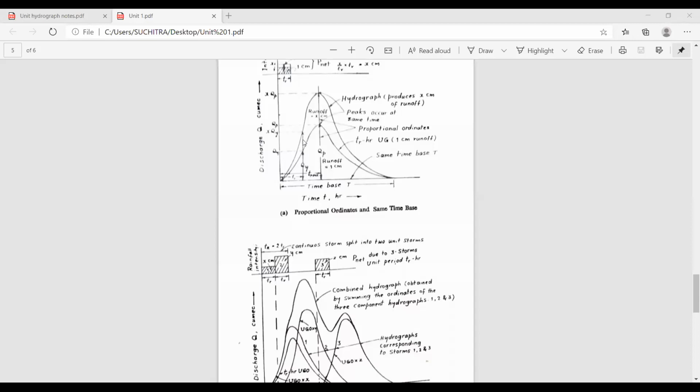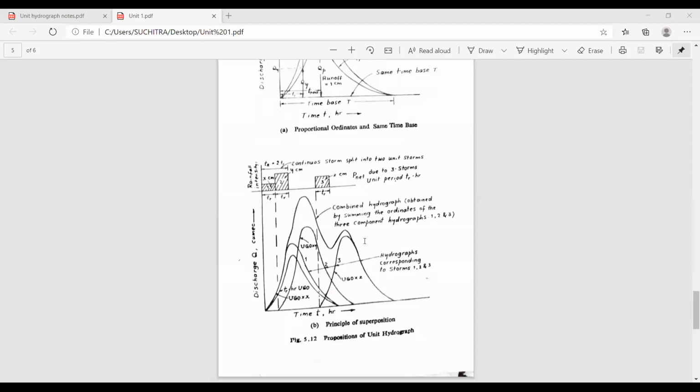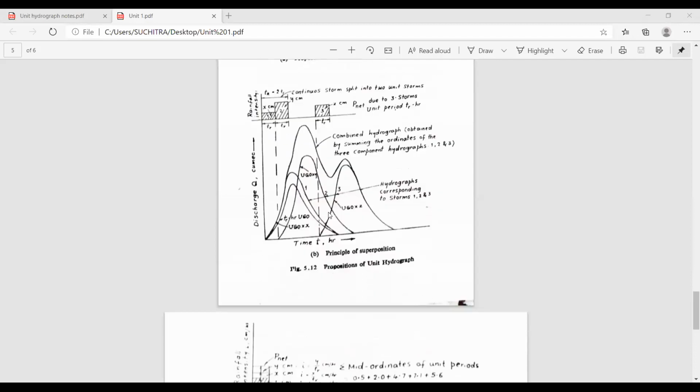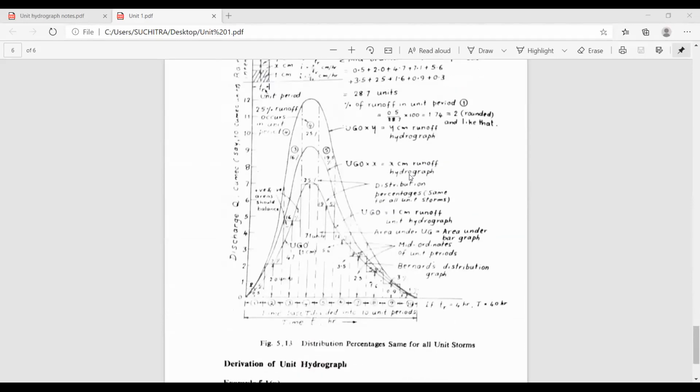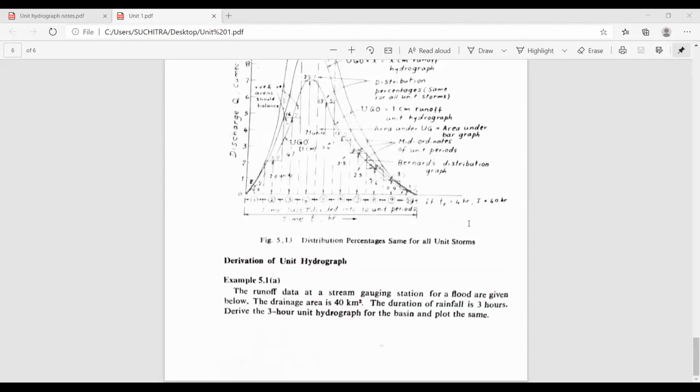That means the ordinates will be in proportion to the intensity of the rainfall. And if you have a continuous storm, you can have many hydrographs, then you can combine these unit hydrographs by the method of superposition, and you will get a combined unit hydrograph if the area of the basin is large or if you have a continuous storm. Also, the percentage of runoff at different time intervals will be in the same proportion as the intensity of the rainfall. So these things we discussed in the last class.